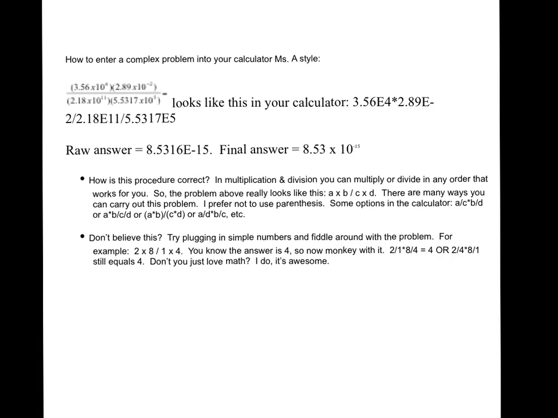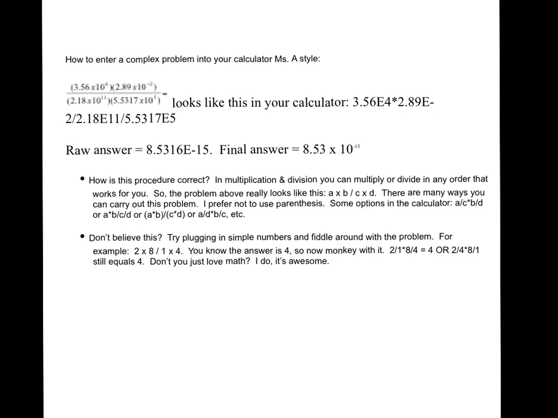Now here's how to enter a complex problem into your calculator Miss A style. It's not the only way to do it, but it's the way I enjoy doing it. And I do enjoy doing math and chemistry. So if you had this problem where you had 2 scientific notation numbers on top and 2 scientific notation numbers on the bottom, I really like to envision this as a problem that is A times B divided by C times D. And I rarely use parentheses when I do these types of problems.